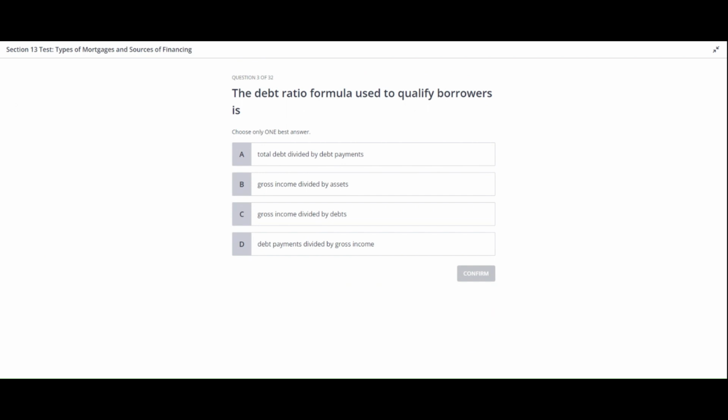Alright, question number 3. The debt ratio formula used to qualify borrowers is A. Total debt divided by debt payments. B. Gross income divided by assets. C. Gross income divided by debts. D. Debt payments divided by gross income. Alright, go ahead and make your selection.